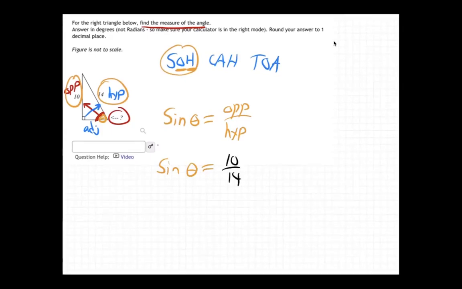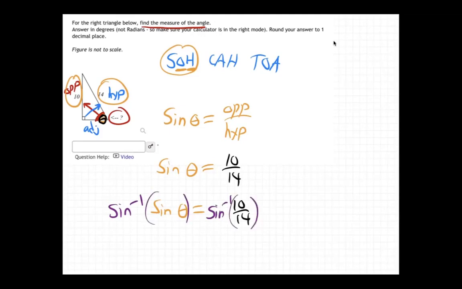Okay, so now how am I going to solve for theta? They want me to find that angle theta right here. So how do I find that? Well, let me bring it down. Sine of theta equals 10 over 14. And I'm going to need to bring in sine inverse on both sides, like that. That's the right thing to do.